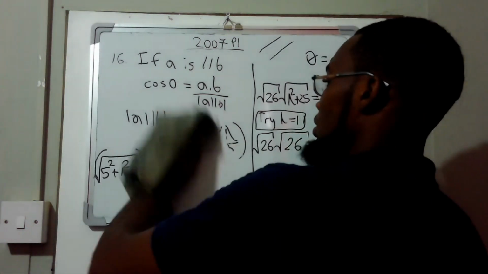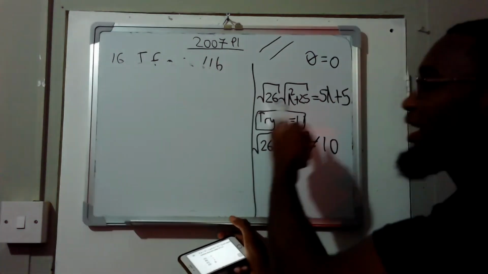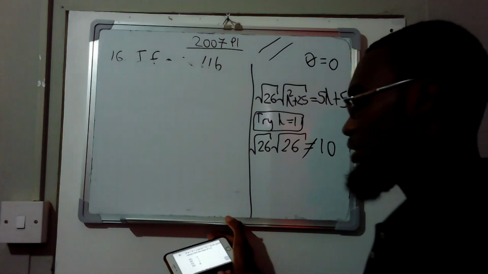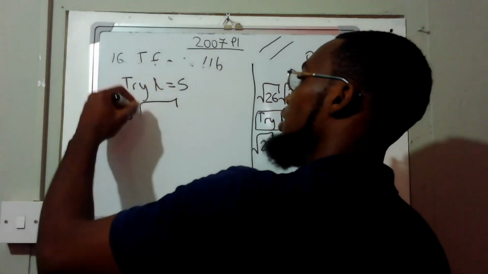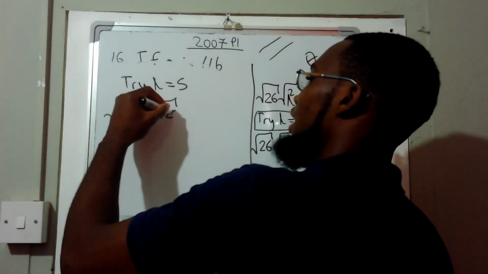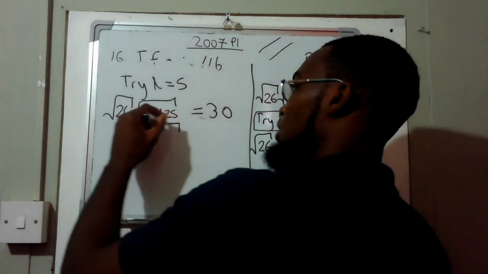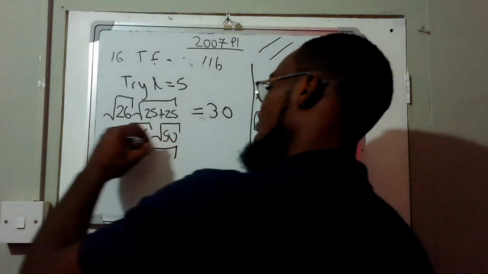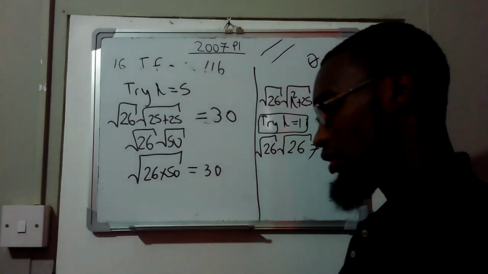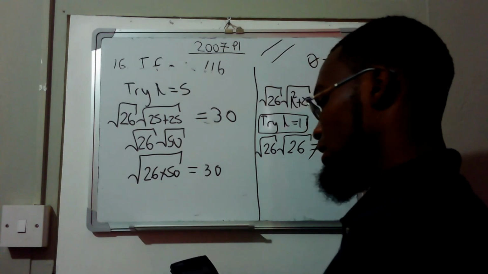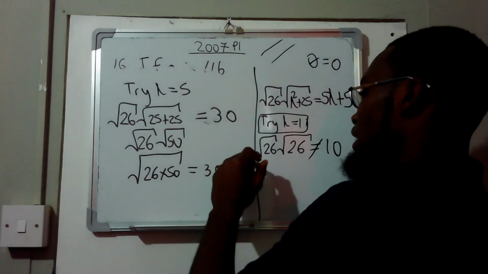So we're going to try 5 now. You could go ahead and just solve that by squaring both sides, but that's too much work. Trying lambda equal 5, you end up with the square root of 26 times the square root of 5 squared, which is 25, plus 25, equal to 5 times 5 is 25 plus 5, that's 30. This would work out to be the square root of 50 times the square root of 26, which is the square root of 26 times 50. Is that 30? Let's check it. 26 times 50 is 1300. This doesn't work either, because the square root of 1300 is not 30.